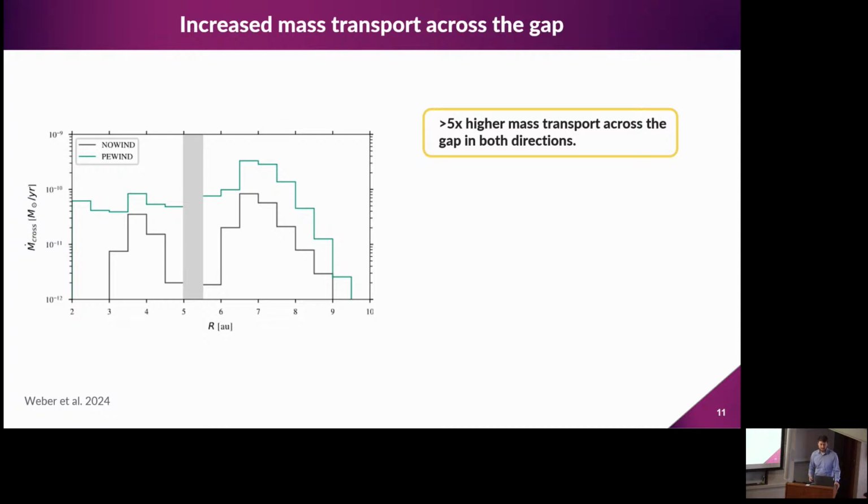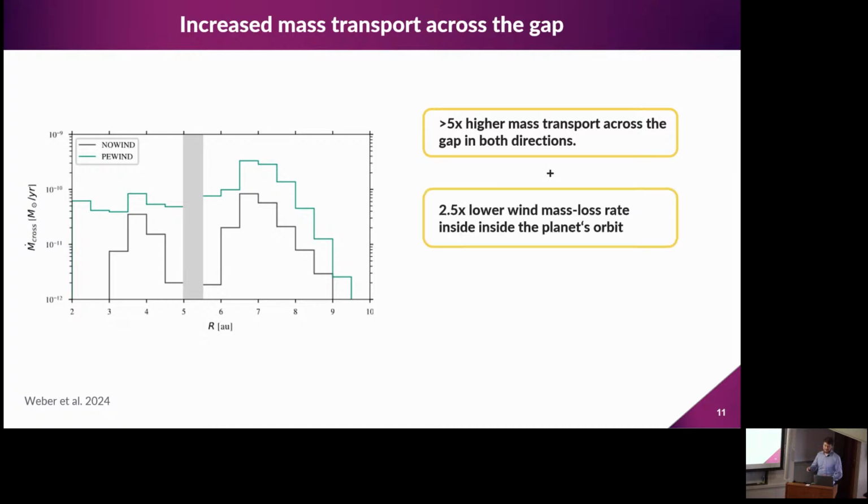This can even exceed the viscous transport rate. The way this works is that when the wind refills or brings material into the gap, we still have the planet in the gap, which is trying to keep the gap open. So it pushes that new gas aside, either to the inner edge of the gap or to the outer, and that way it can cross the gap. In combination with this, we actually also lose less material in the wind because some of it is coming back into the gap. We have about a 2.5 times lower mass loss rate in the inner disk.